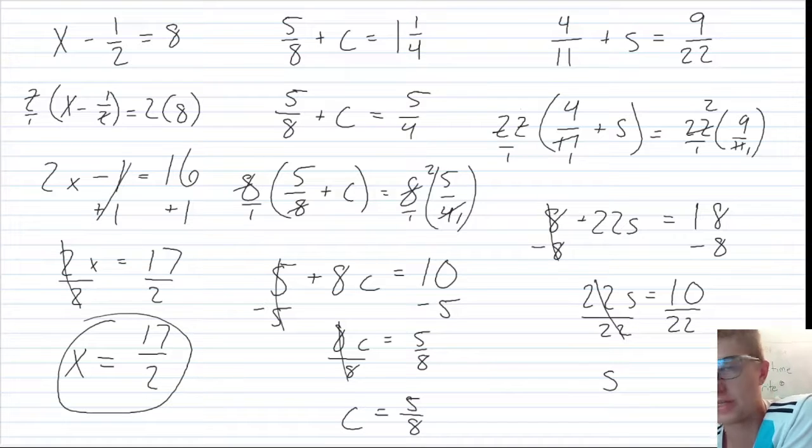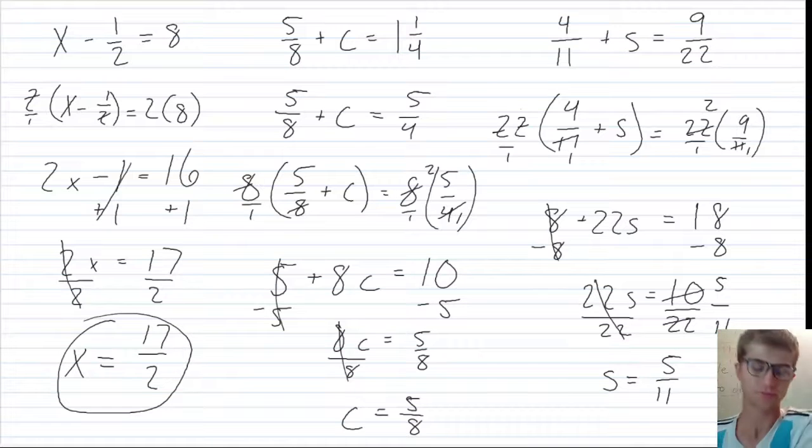Before we bring down the 10 over 22, we can notice they do have factors in common this time. They're both even. 2 goes into both of them. 2 goes into 10 5 times. 2 goes into 22 11 times. We're left with 5 over 11. s equals 5 over 11. All right.